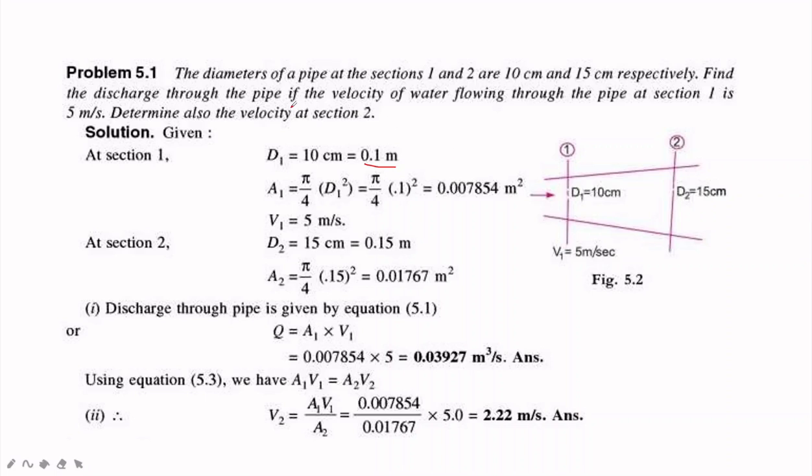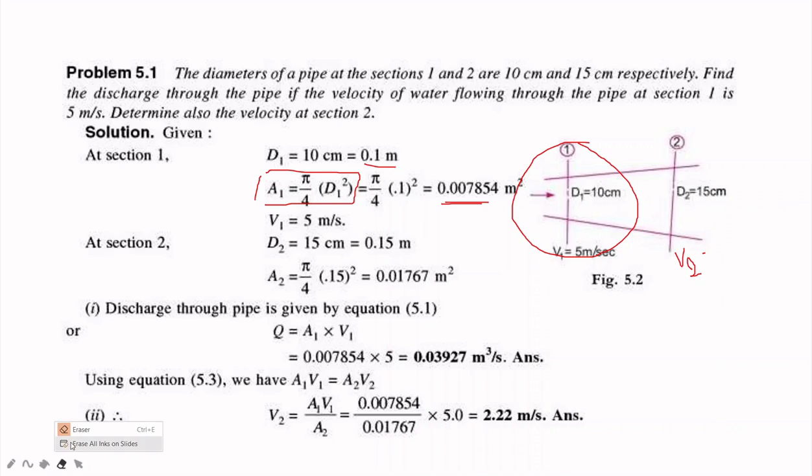It is a pipe, so the area is circular. What is the area? Area is equal to pi d square by 4. What is d1? 0.1, so pi d square by 4 is 0.07854 meter square. At section 2, d2 is 15 centimeter, which is 0.15 meter, so A2 is pi d square by 4. We have to find v2.